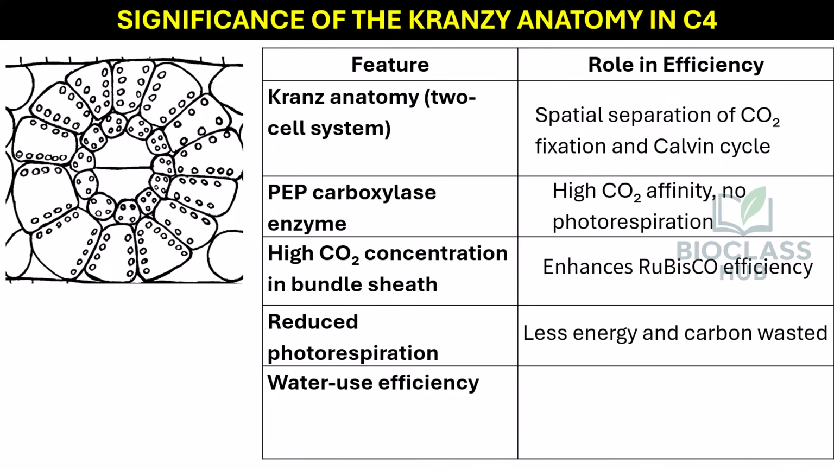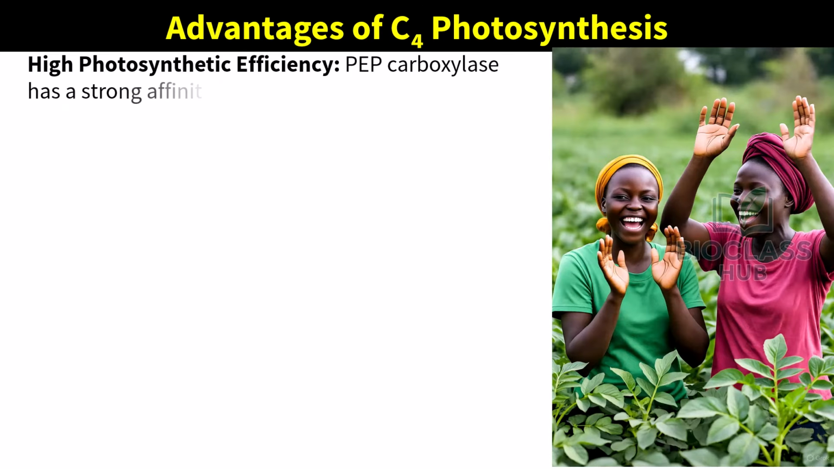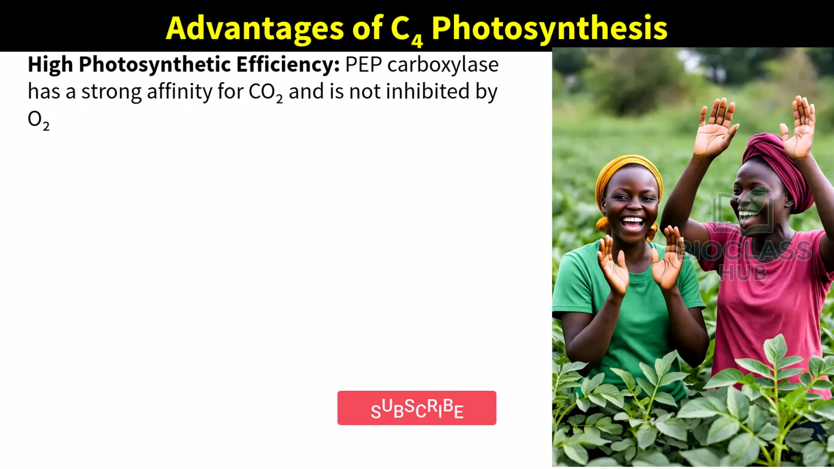Reduced photorespiration, less energy and carbon wasted. Water use efficiency: partially closes the stomata to reduce water loss to increase productivity during drought conditions. Advantages of C4 photosynthesis. C4 plants are highly adapted to hot, dry, and high light environments due to specialized features that enhance carbon fixation and water use.